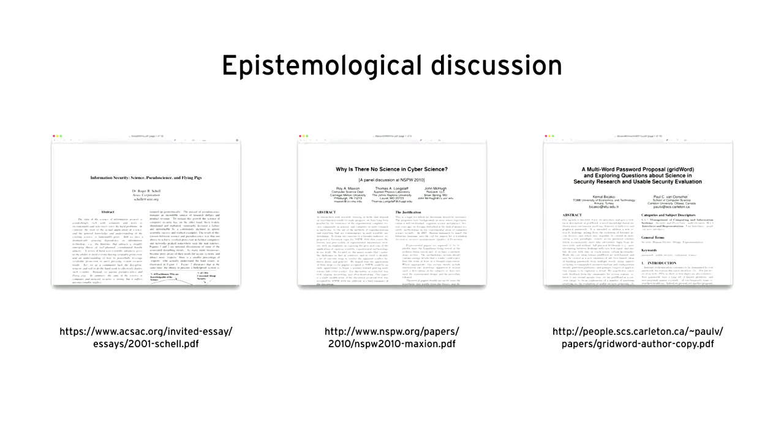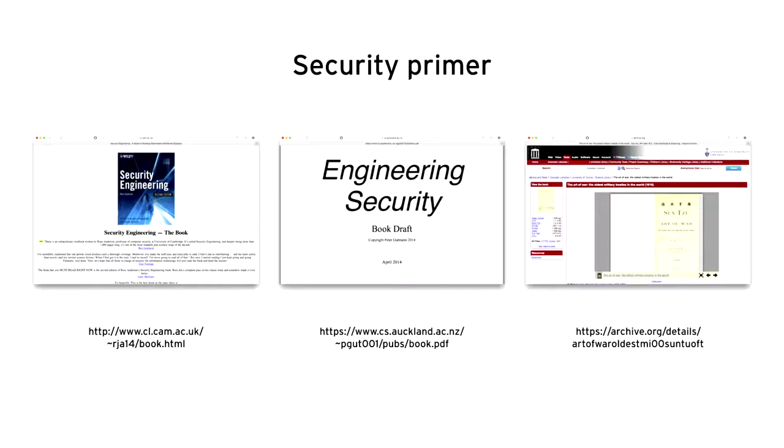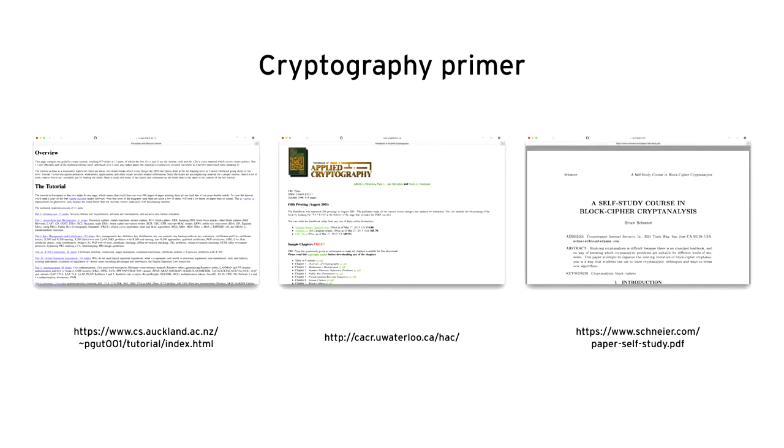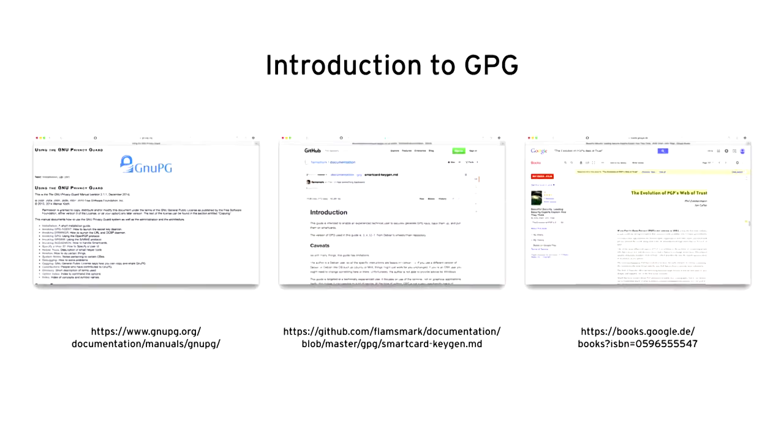So, I want to do some expectation setting. I want to say what this talk is not about. I will also give some helpful pointers for those of you that are interested in these other areas. So, I will not go into too much detail about the issue of truth in security science. Here are some links to some interesting papers that cover this in a lot of detail. Neither will I be giving a security primer. There are some nice links to books on the slide. I will also not be giving a cryptography primer or a history lesson. Neither will I be giving an introduction to PGP.